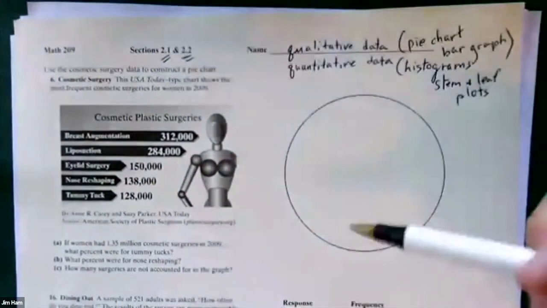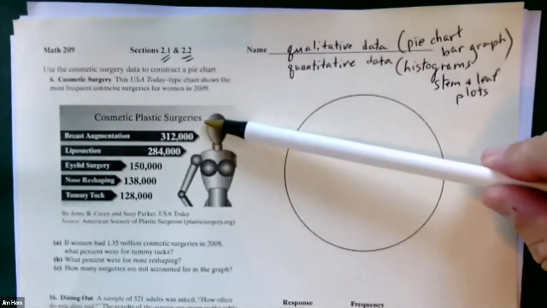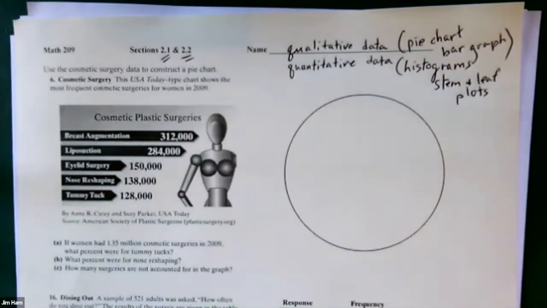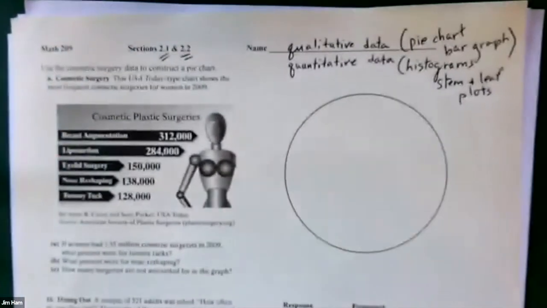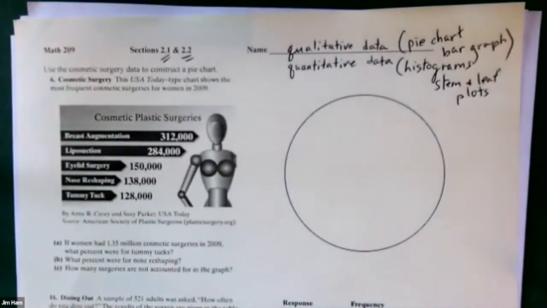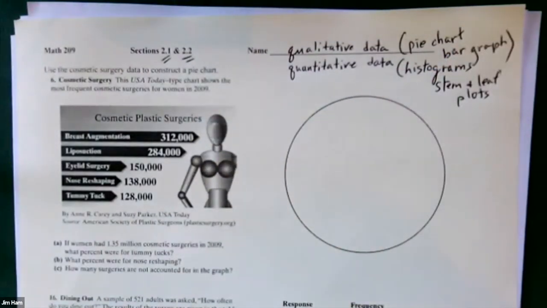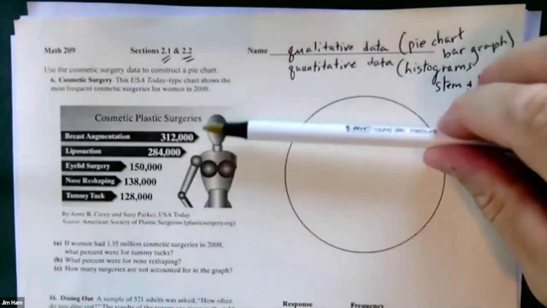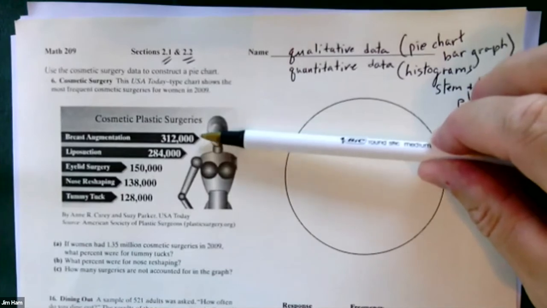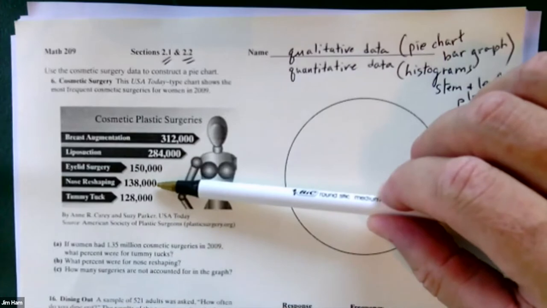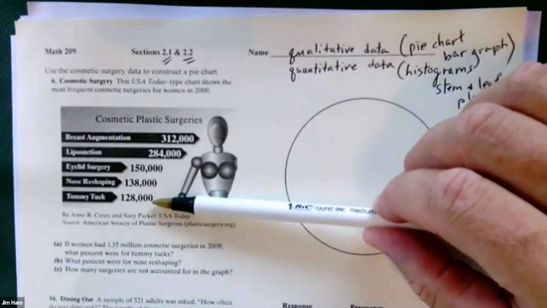Okay, so here, of all the plastic surgeries, this was done in the year 2009. So they looked at all of the plastic surgeries done in that year, 2009. These are estimates. They're all rounded to the nearest thousand, it looks like. The most popular type of plastic surgery was breast augmentation, followed by liposuction, eyelid surgery, nose reshaping, and tummy tuck.